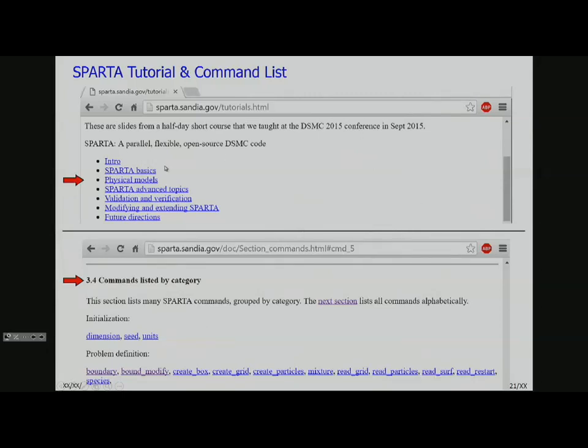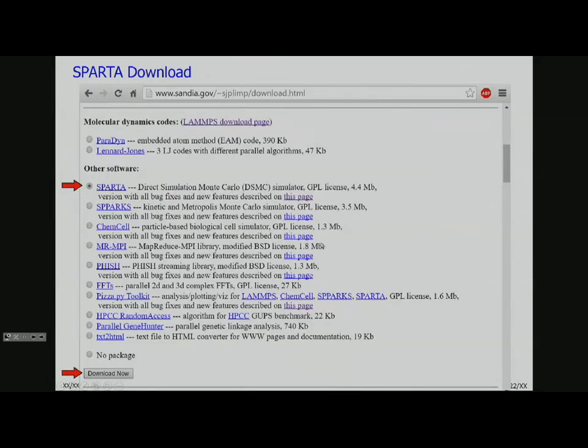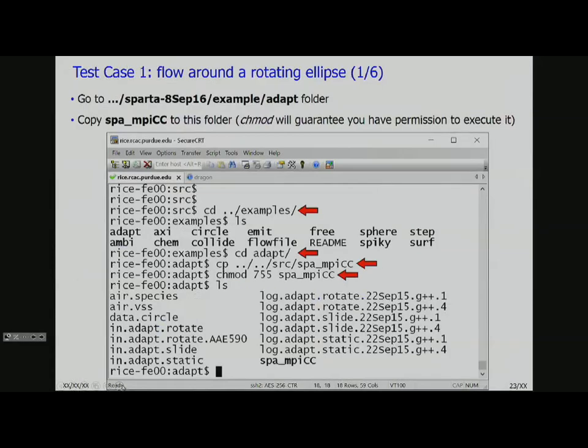The nice thing is there's a manual, but also through this online feature, you can get the specific command list that you want. It walks you through all the commands, has a nice long explanation. Ultimately, go to download. You download it. Pretty simple.